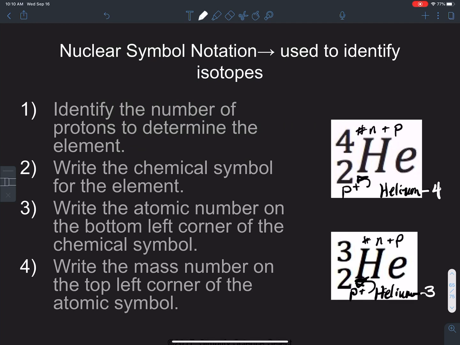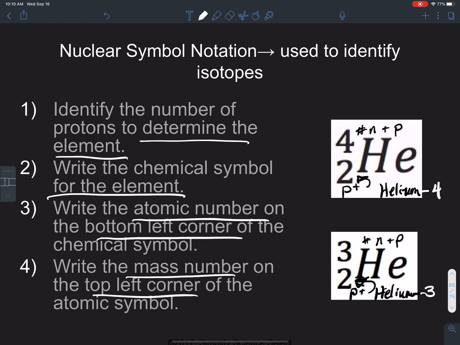Okay, so the procedures for writing out nuclear symbol notation are listed here on the right. The first thing you want to do is identify the actual element and write its symbol. And then you want to write the atomic number on the bottom left corner, and you want to write the mass number on the top left corner.